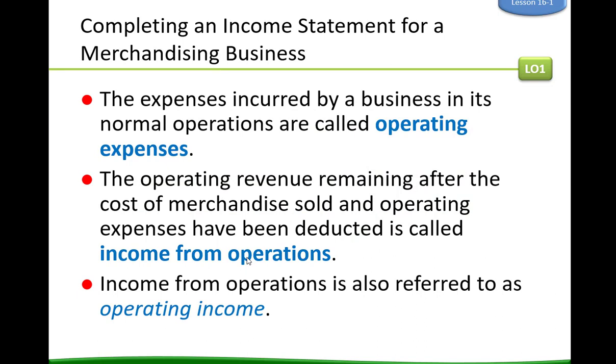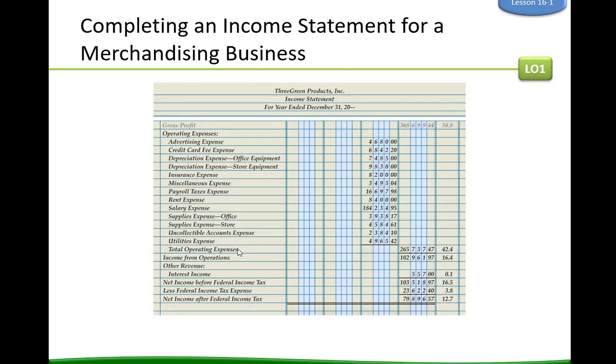Then we're going to go on into operating expenses. Operating revenue that remains after the cost of merchandise sold is the income from operations, or operating income. So now we're going to go through our operating expenses.